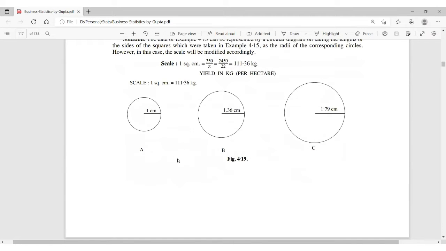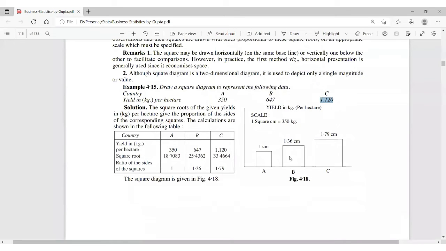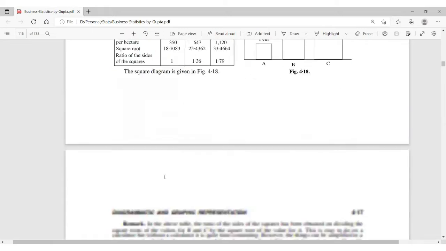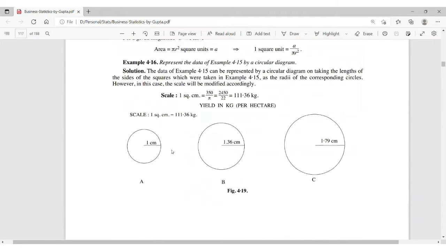So what we do, in a square diagram we represent it by the side, right? And in the circle, the side is replaced by the radius. That's it. Right? Yes, sir. So with different radii, we draw the circles.